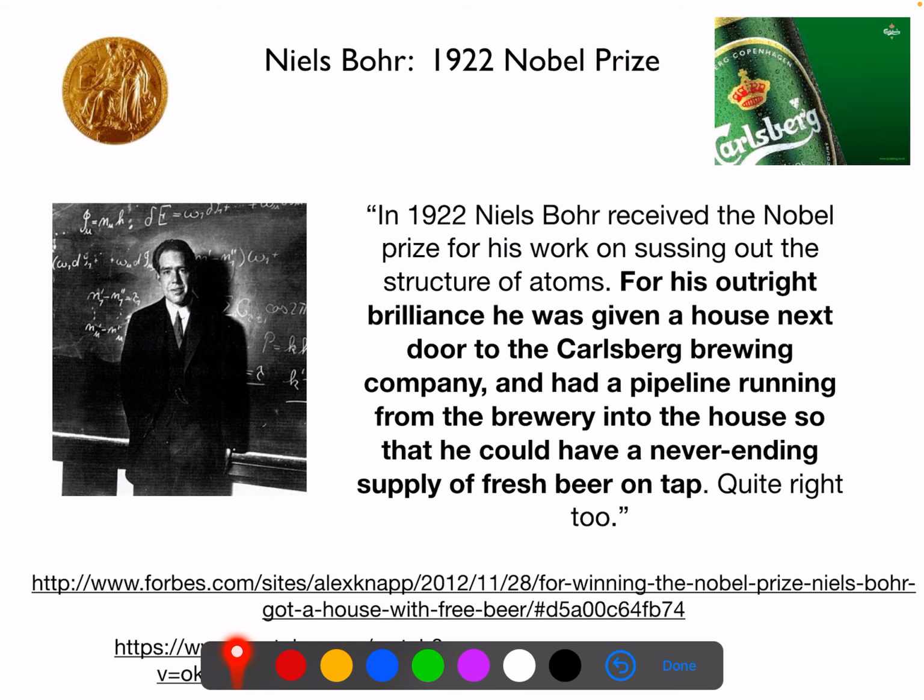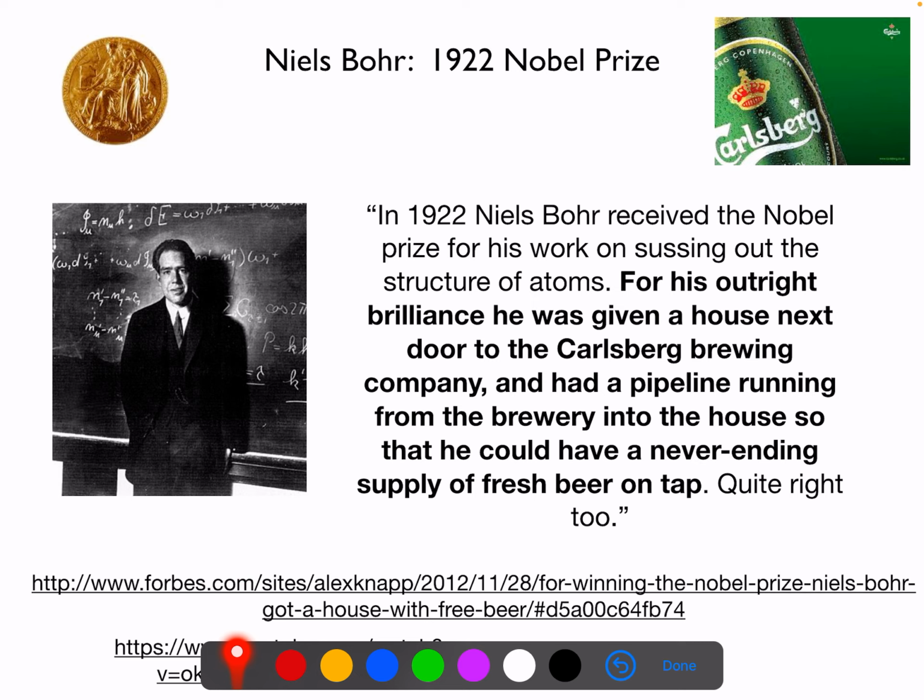In addition to the Nobel Prize, I think it's interesting to note this nice quote, you can read about it in Forbes down here: in 1922, Niels Bohr received the Nobel Prize for his work on sussing out the structure of atoms. For his outright brilliance, he was given a house next door to the Carlsberg Brewery Company and had a pipeline running from the brewery into his house so that he could have a never-ending supply of fresh beer on tap. Quite right, too. I always like that quote, a nice little recognition of his work. This house is still present next to the Carlsberg Brewery. It's now a museum dedicated to Niels Bohr that you can go to to this day.